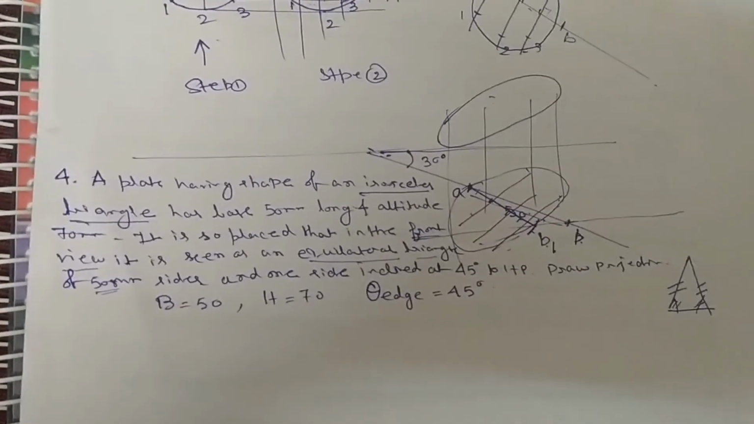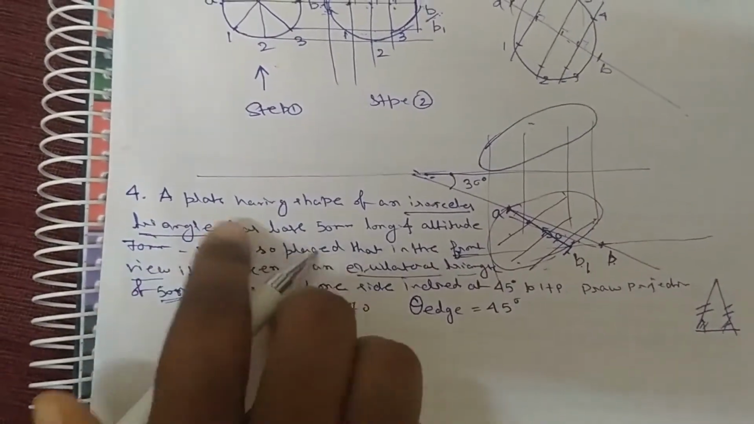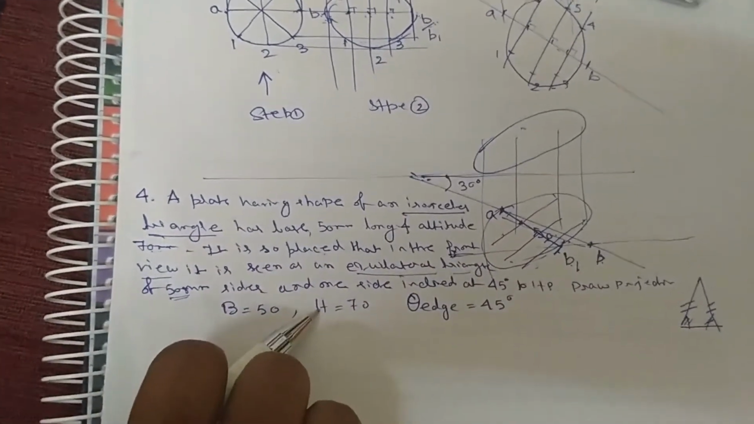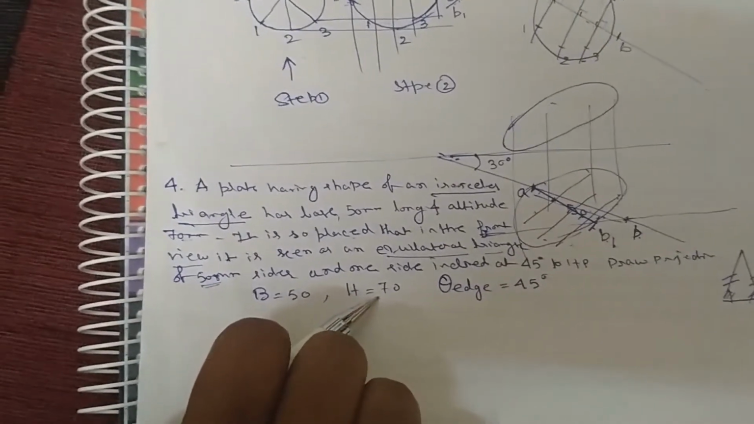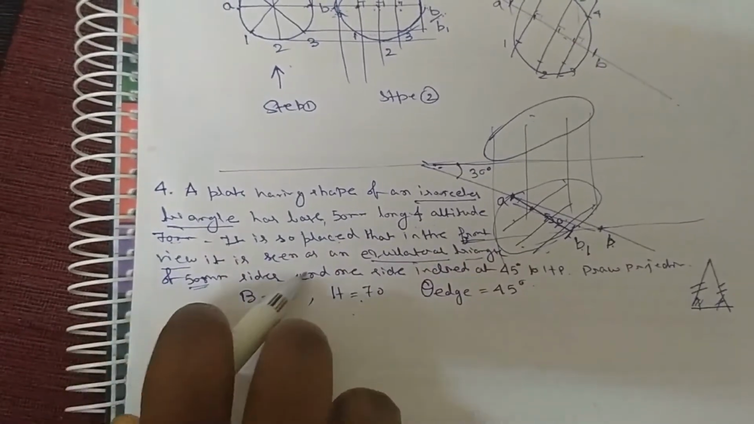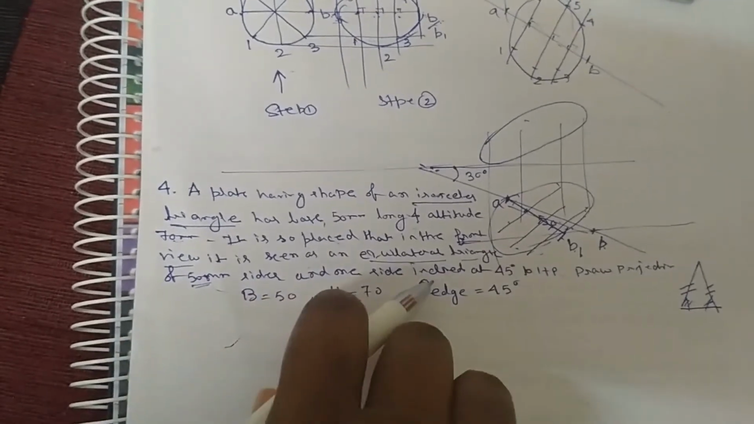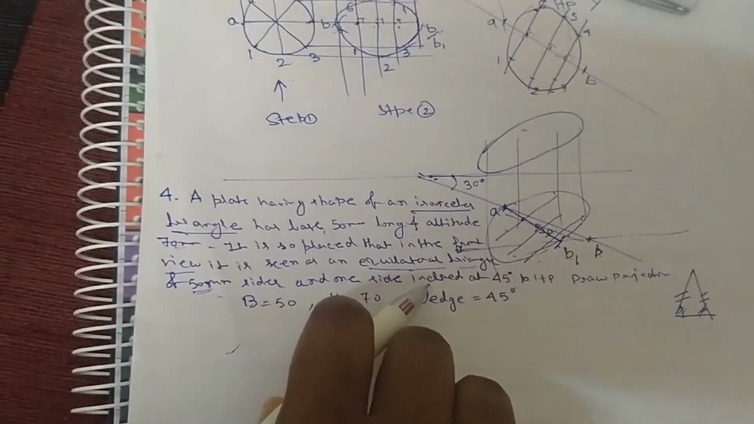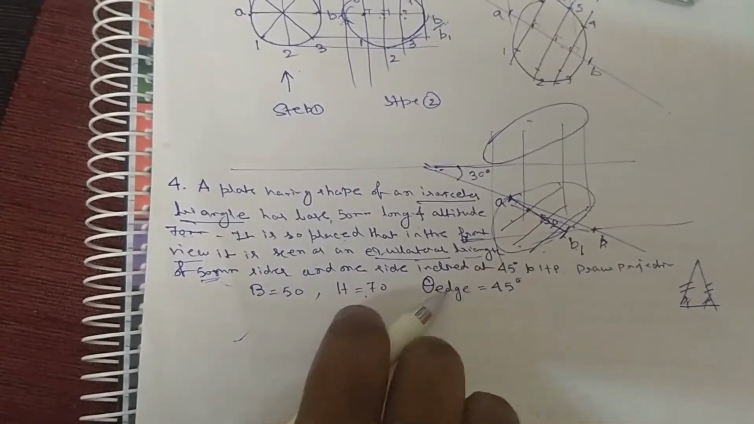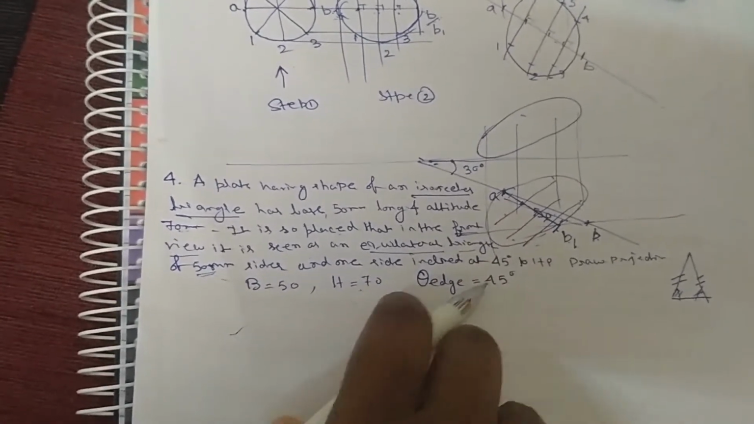A plate having shape of an isosceles triangle has base 50 millimeter long and altitude 70 millimeter. So base is 50 and our height is 70 millimeter. It is so placed that in the front view it is seen as an equilateral triangle of 50 millimeter sides, and one of its side inclined at 45 degree to HP. So surface edge inclination, that is inclined with HP, that means phi edge is 45 degree.